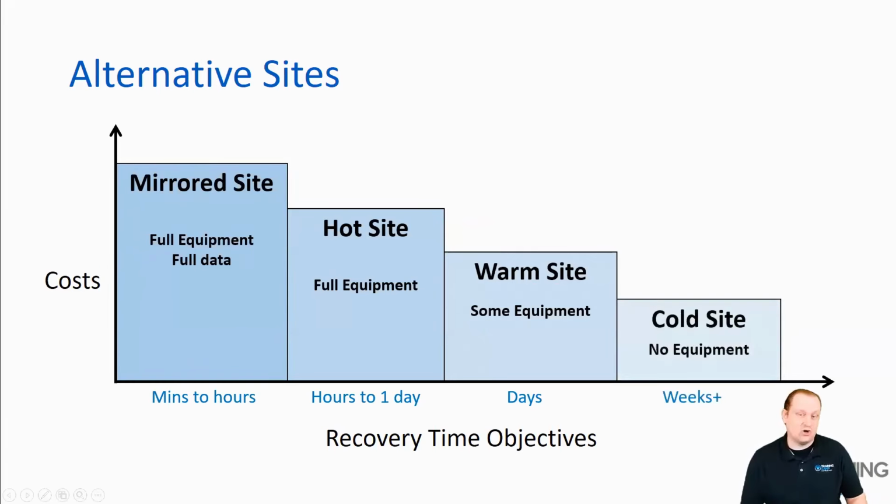The last option is a cold site. This might just be an empty warehouse. This place has no equipment whatsoever, probably very little backups, if any. It's basically nothing, but at least you've got a place to meet. This is a lease on an empty warehouse that is otherwise not used. The cheapest of the options, but the longest and hardest to recover to.